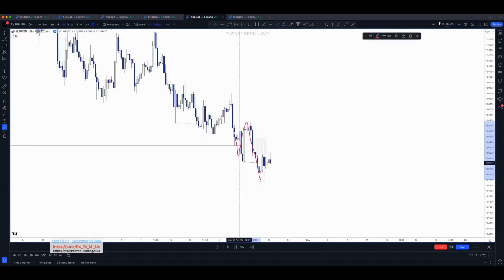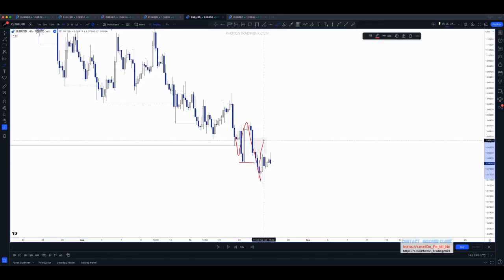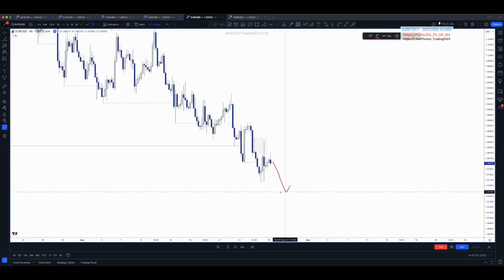Supply is being respected. We've just had an IBOS there. We've pulled back up into the EQ. We've mitigated that level of supply. We've started to push down. So, on the balance of probabilities, shorts are to the downside.